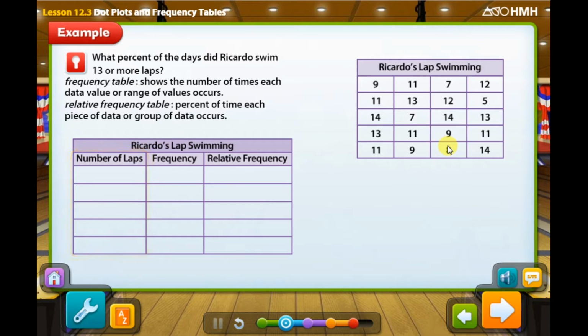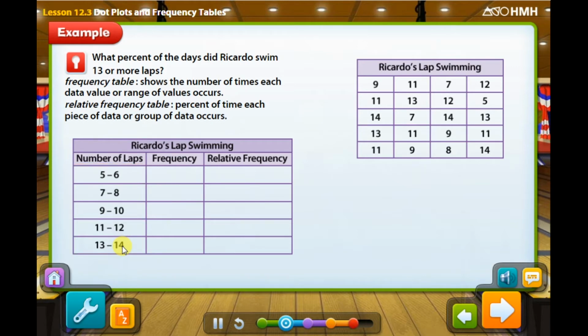So the least number here is, I guess, 5. That's the least number. The greatest number here is 14, I guess. So we have from 5 to 14. That's a big number to put into 5 categories, so in this case, I will make it into groups. Let's see how we are going to divide it. The least number of laps is 5, and the greatest number of laps is 14. So there are 5 intervals with a range of 2 laps each.